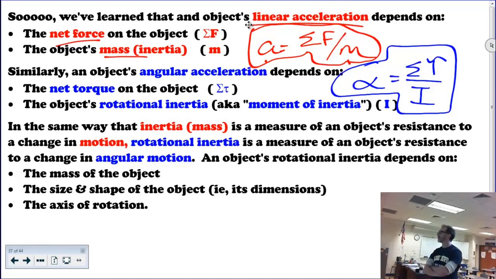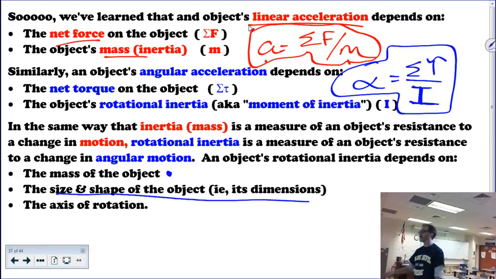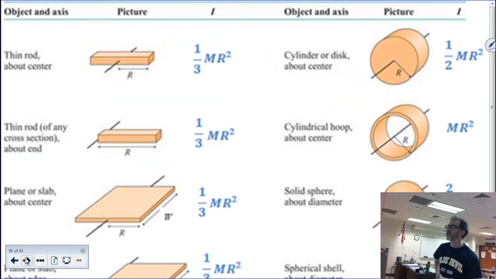So when we learned about rotational kinetic energy, we already learned a fair amount about what this I is, right? It's the rotational inertia of an object. Just as a quick reminder, remember that rotational inertia depends on the mass of the object, it depends on the size and shape of the object, so the dimensions of the object, and the axis of rotation. And when we learned about that, I gave you these different equations for the rotational inertias.